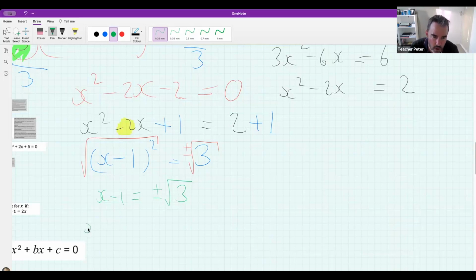So what are my answers in decimal? x equals square root 3 plus 1, or x equals minus square root 3 plus 1. But I want to know, what is that as a decimal? Let me know. What is the answer going to be there? Punch those numbers into your calculator. You need the experience.